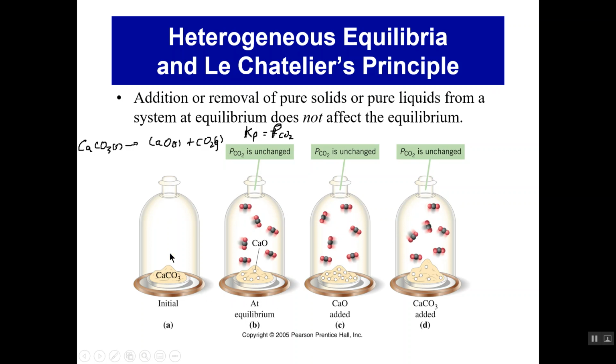So as you can see here, we start out with the calcium carbonate initially, and then some of it reacts to form carbon dioxide, and you have some calcium oxide left behind mixed with the calcium carbonate. And if you were to add any calcium oxide to it, the pressure of carbon dioxide will remain unchanged, and the same will be true if you add any calcium carbonate to it. And that's because the concentrations of these substances are not changing. Even though you add more of each of them, the concentration does not change, and therefore it does not affect the equilibrium position, all right? So that's what happens in a heterogeneous equilibrium situation.